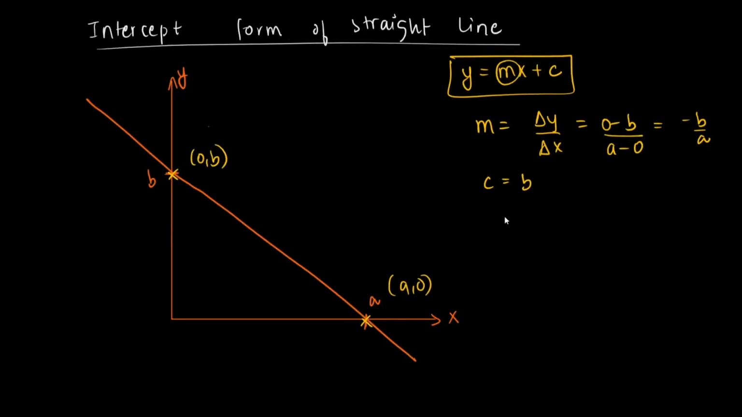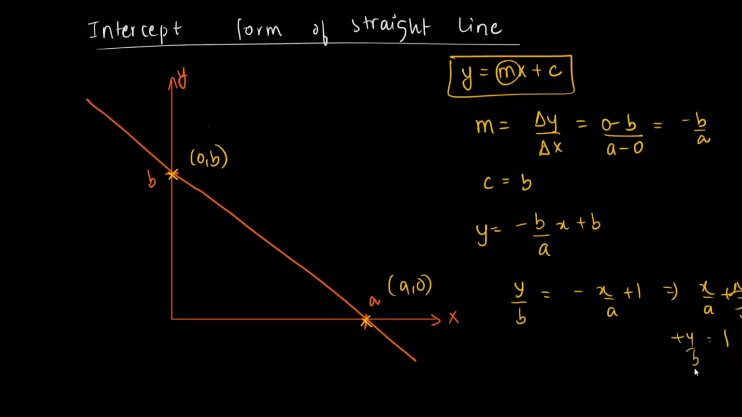Now we put all of this back into this equation, so this gives us y equals negative b upon a x plus b. We can divide the entire equation by b. That gives us y upon b equals minus x upon a plus 1. This implies x upon a plus y upon b equals 1. So that's one way to figure this equation out.